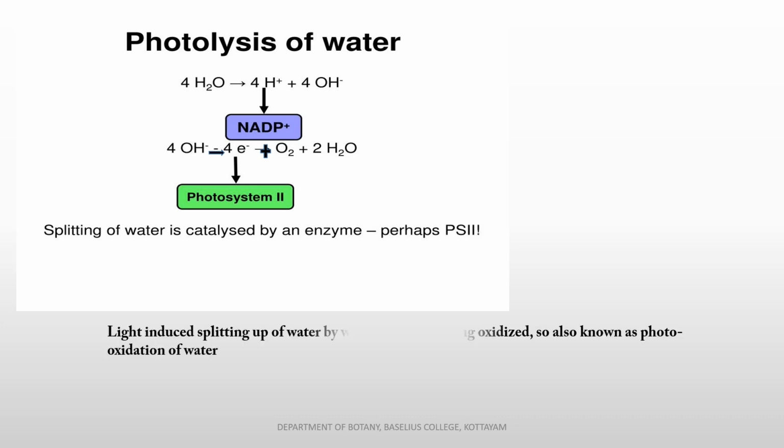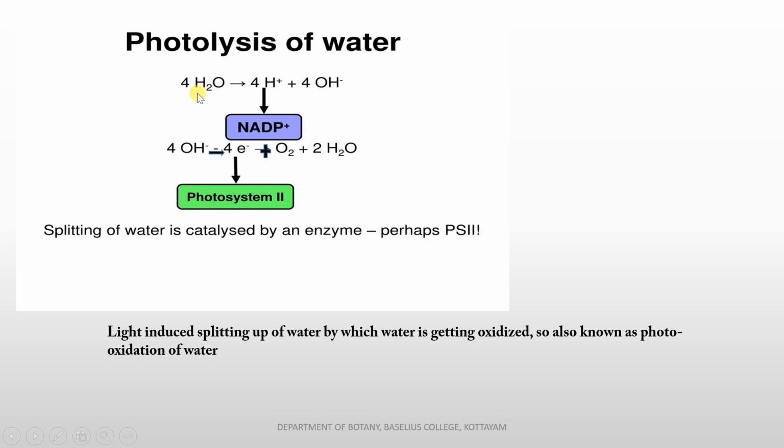How can we define photolysis of water? It is the light-induced splitting up of water by which water is getting oxidized. Light-induced splitting up of water, as a result of which water is getting oxidized to release oxygen. So it is also known as photooxidation of water. So photolysis or photooxidation of water. Well, have a look what happens when water splits up.